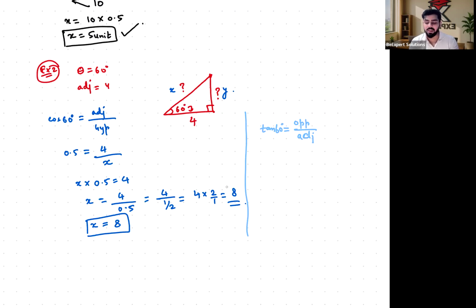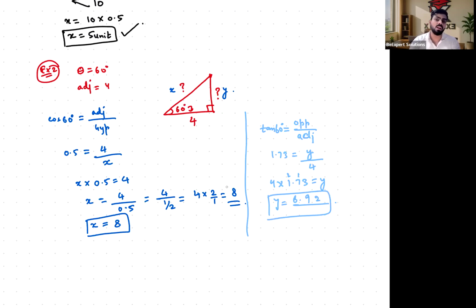Root 3 is around 1.73. Then you need to multiply by 1.73 here. Opposite over adjacent: opposite is not given to you, y, adjacent is 4. So you multiply 4 times 1.73, that would give you the value of y here. 4 times 3 is 12, 1 carry, 4 times 7 is 28, 29, 2 carry, 4 times 1, 6.92 basically. You will get the value of y.